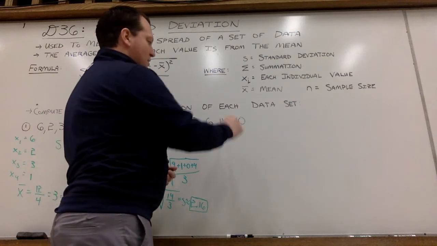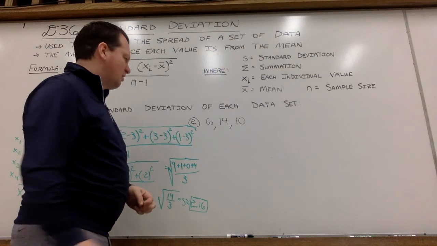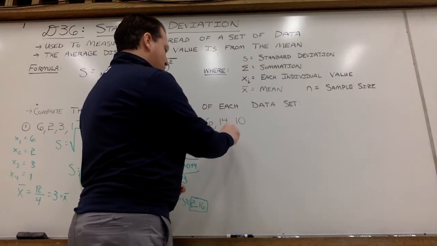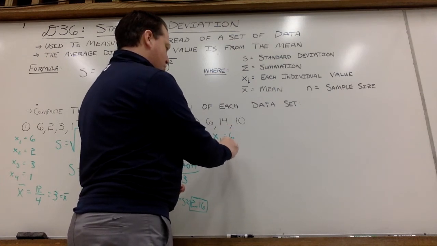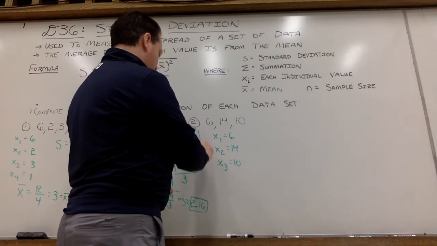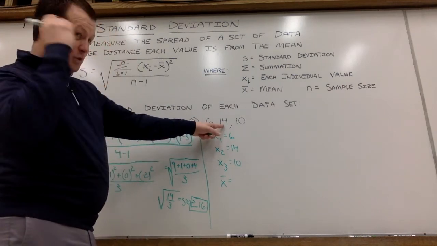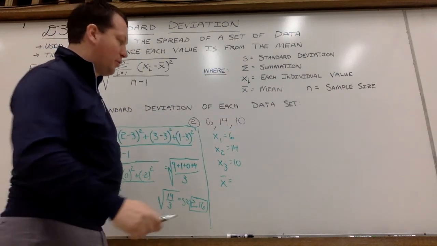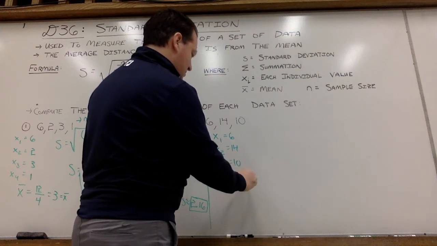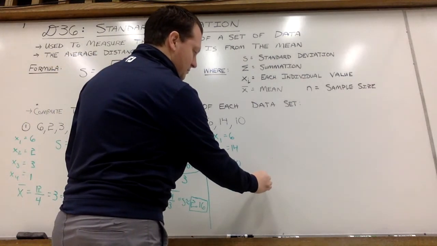Here we have 6, 14, and 10. Here again, you can think that those numbers aren't too far spread apart. So I've got my first observation is 6, second observation is 14, third observation is 10. And then my mean, I'm going to go 6 plus 14 is 20, 20 plus 10, 30. 30 divided by 3 is 10. So there's x bar, the mean.